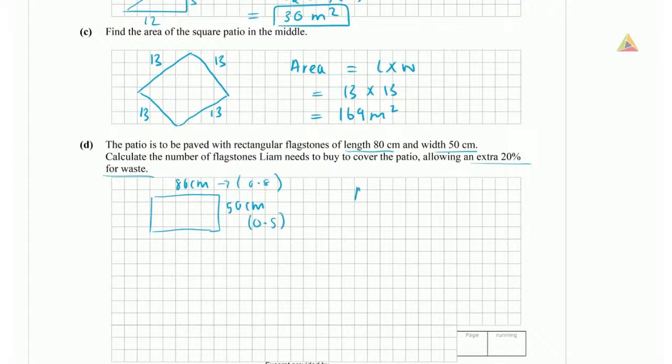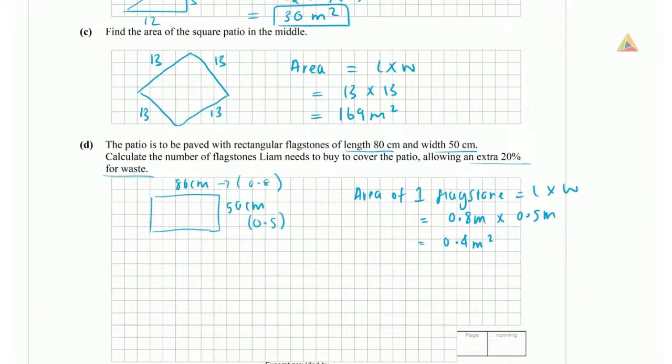So the best thing we can do here is get the area of one flagstone. So that's going to be the length multiplied by the width. And again, we're working in meters here. So the length is 0.8 meters multiplied by the width, which is 0.5 meters. Now plug that into your calculator and you'll get 0.4, and it's meters squared because it's an area.